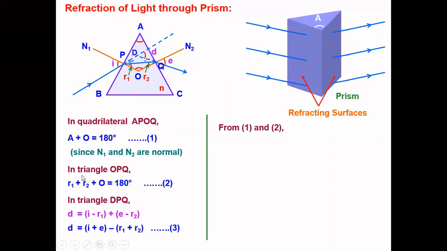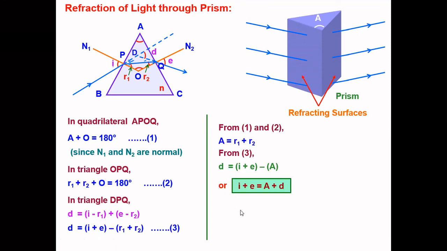In place of A here, R1 plus R2 is there. Directly we can write A is equal to R1 plus R2, just by comparing equations 1 and 2. This if I substitute over here in equation 3, what do we get? D is equal to I plus E minus A, by substituting this A expression, that means the R1 plus R2 expression, in equation number 3, right? Now we got an expression in terms of small d in terms of A. Now further, we can write I plus E is equal to A plus D. Up to here we can say it as part 1.